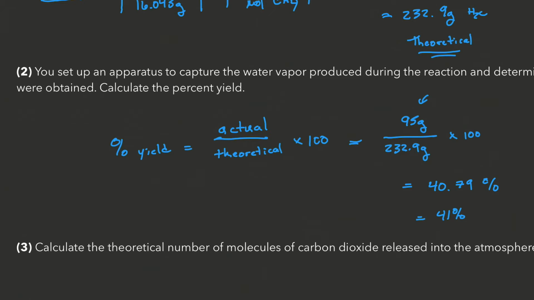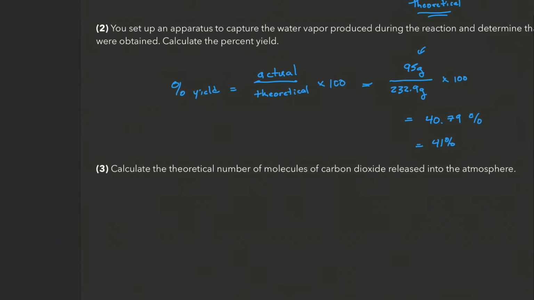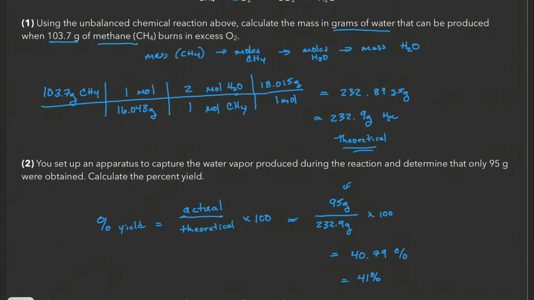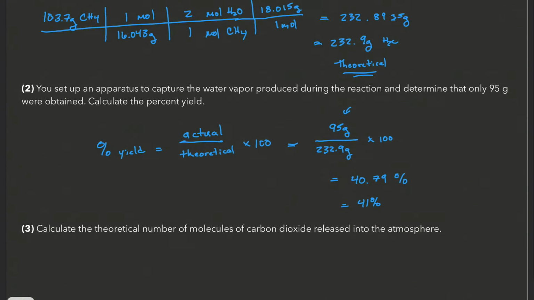That's it. Now, there are also several review problems in this unit to help you work through and practice stoichiometry and some of the other skills that we learned before. So let's work through a few more practice problems. The next one says, calculate the theoretical number of molecules of carbon dioxide released into the atmosphere. We're going to assume that it's the same mass that we started with, so 137 grams of methane.